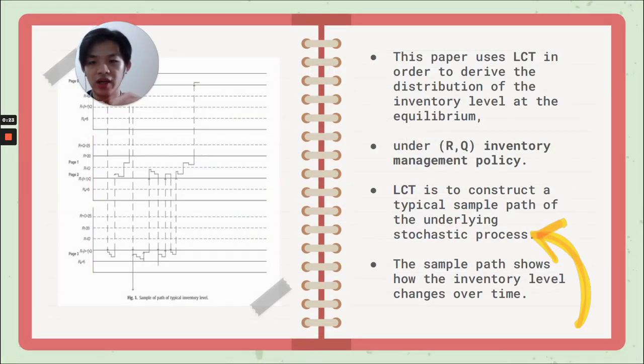This paper uses level crossing theory in order to derive the distribution of the inventory level at the equilibrium under the RQ inventory management policy. So basically, R denotes the reordering point for regular order, Q denotes the regular order quantity, RE denotes the reordering point for emergency order, and QE denotes the order quantity for each emergency order. When the inventory position, which is stock on hand plus stock on order, is equal to or decreases below reorder point R, an order of size Q is placed.